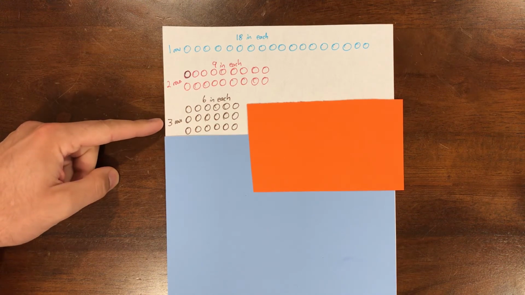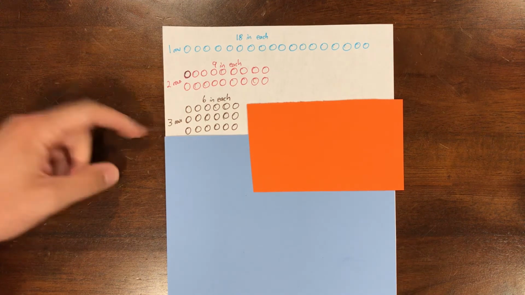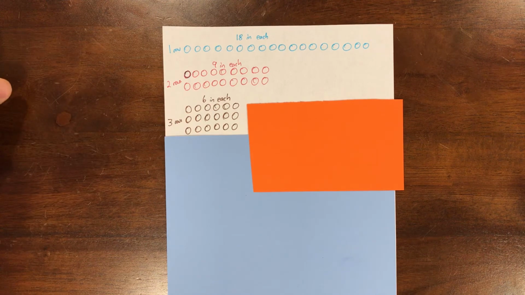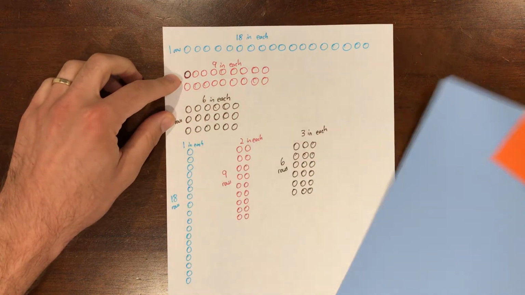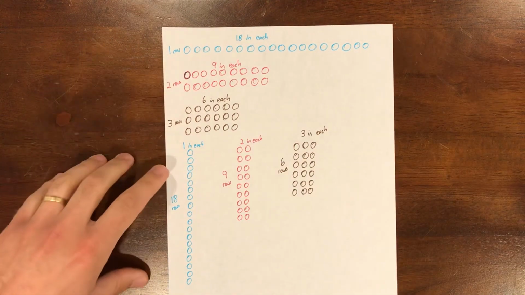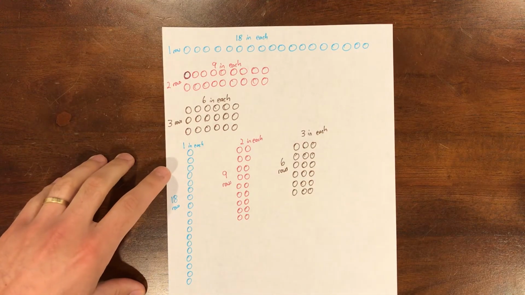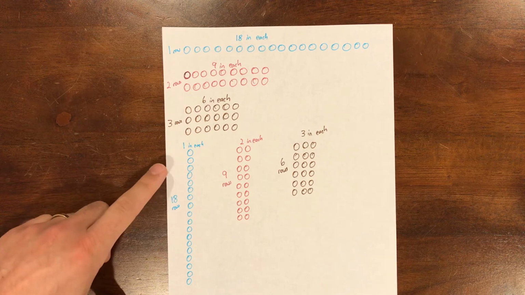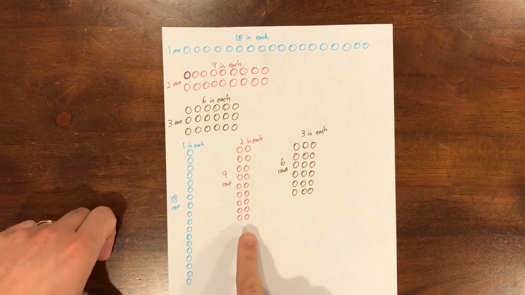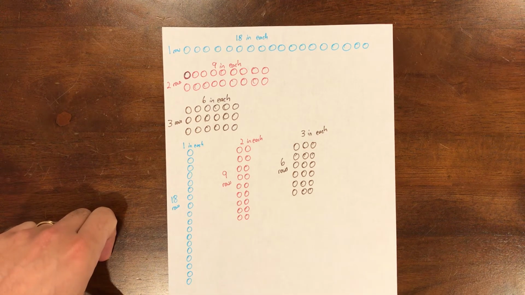If we did that, would we be done? Say it out loud. No? What am I missing? Say it out loud. Oh, right. You could turn each array so that the rows and columns are reversed. So, I could have an array with 18 rows and 1 in each row, 9 rows and 2 in each row, or 6 rows and 3 in each row.